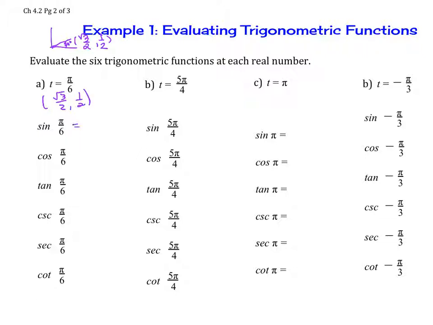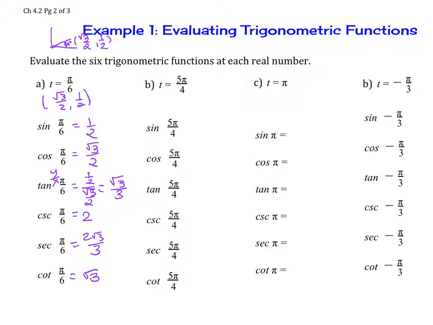Sine of pi over 6, that's the y value, that's just 1/2. Cosine is the x value, so that's root 3 over 2. Tangent, remember that's y over x, so that is going to be 1/2 over root 3 over 2, and once you simplify that, it ends up being root 3 over 3. Cosecant of pi over 6 is just the reciprocal of sine, so that's 2. Then secant of pi over 6 is 2 root 3 over 3, and cotangent will just be square root of 3.